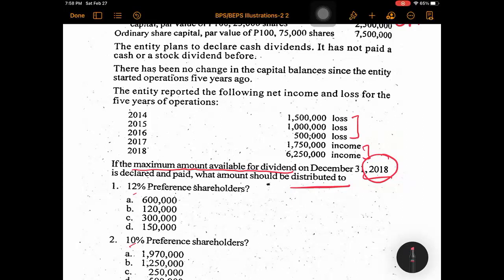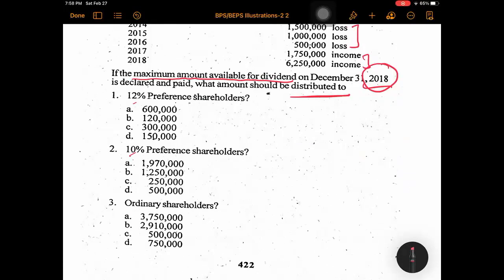That's why the computation, sir, is retained earnings balance plus net income or loss. Okay, that's correct, right? Retained earnings is a real account. Therefore, starting 2014 it is negative. How much is negative? 1.5 debit. When 2015 comes, negative again, 1 million. When 2016 comes, negative 500, not the balance, the loss. So therefore, it is forwarded, right? Because it is a real account, the ending balances will be forwarded to the next period.